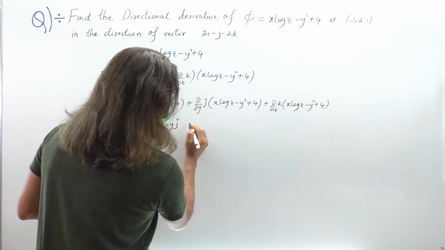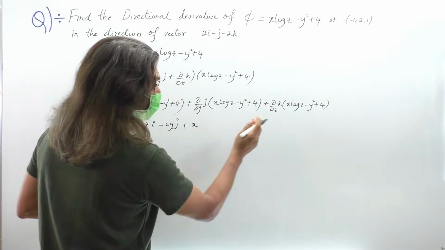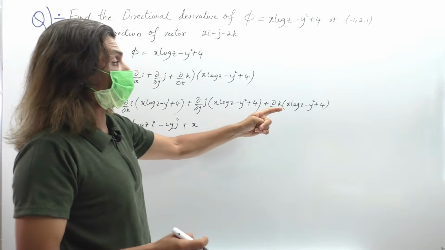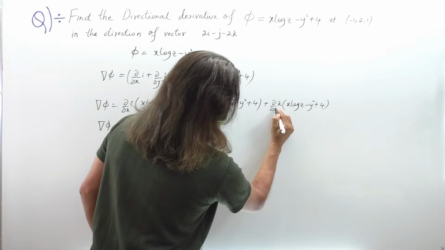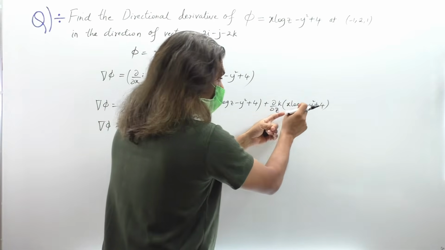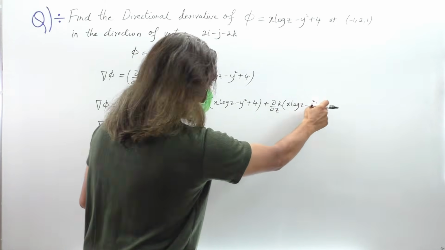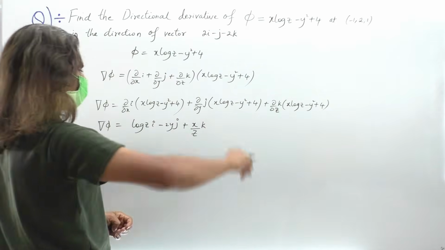Here x stays as it is, being multiplied. Since we are differentiating only with respect to z, the differentiation of log z is 1 by z, into x. There is no z in the other terms, so 0 and 0, into k. So finally you have the del phi here.